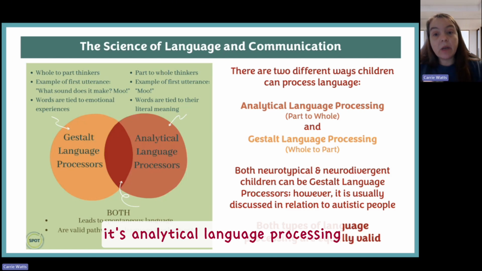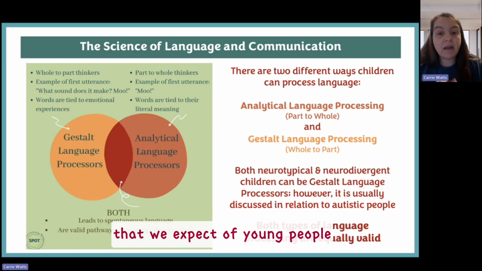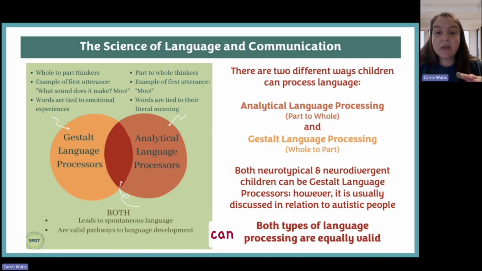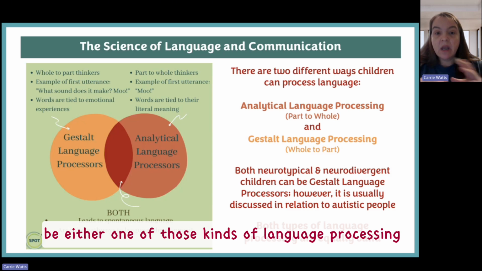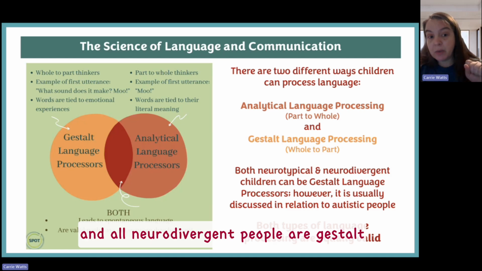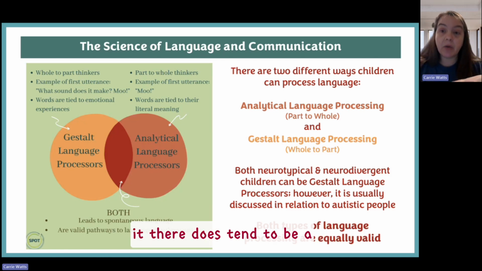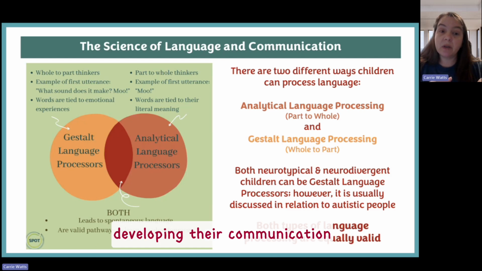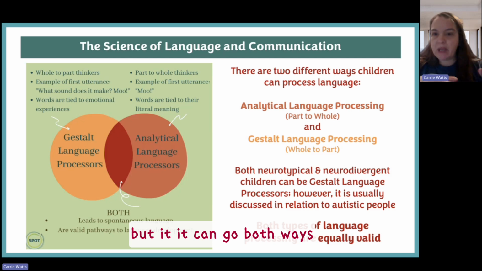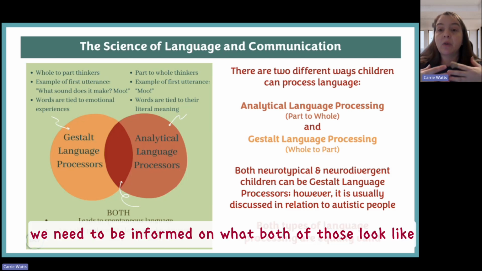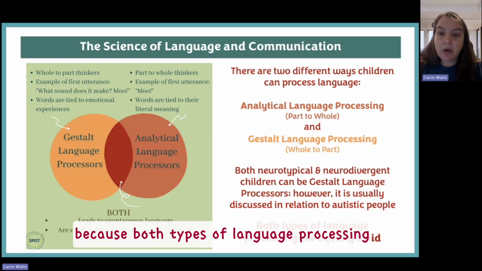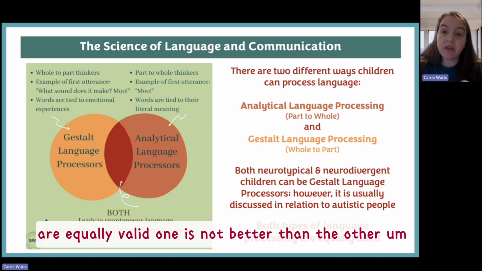Very typically, it's analytical language processing that we expect of young people, but both neurotypical and neurodivergent children can be either one of those kinds of language processing. It's not that all neurotypical people are analytical language processors and all neurodivergent people are gestalt. There does tend to be a big crossover with neurodivergent people developing their communication in a more whole to part sort of way, but it can go both ways. So really we need to be informed on what both of those look like so that we can support either one of them, because both types of language processing are equally valid. One is not better than the other.